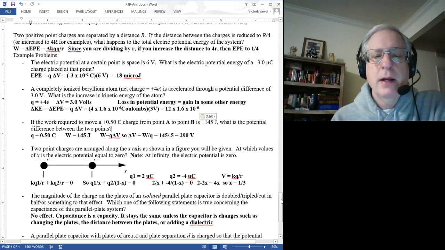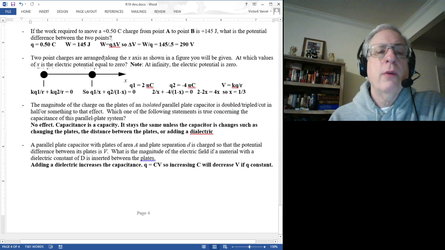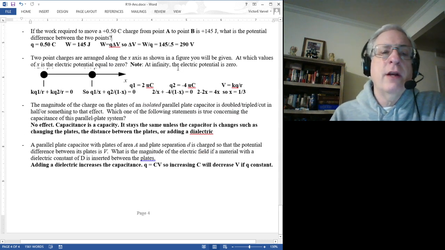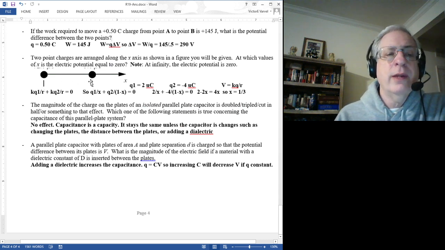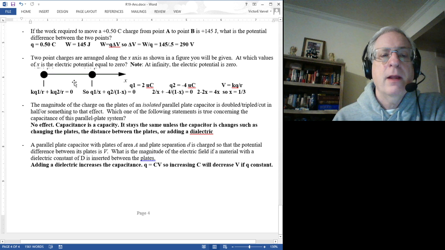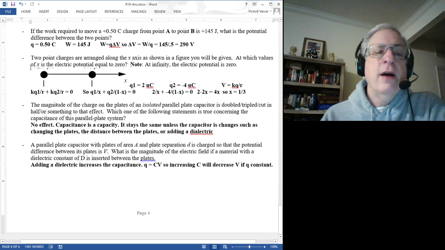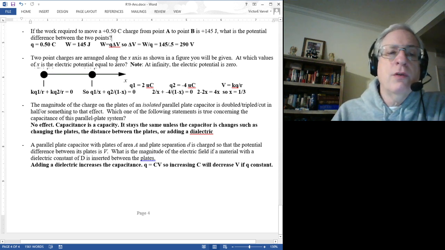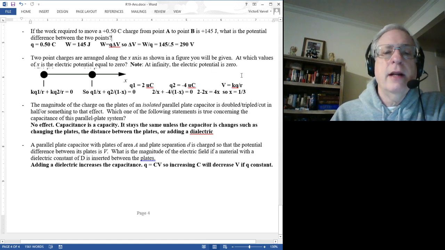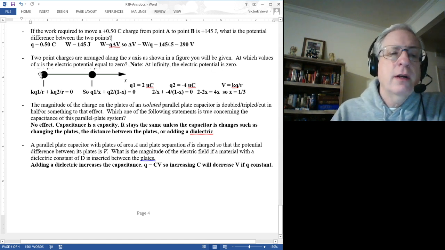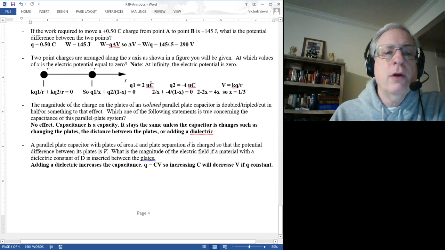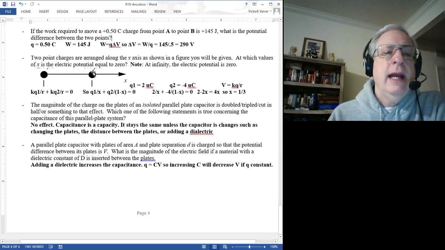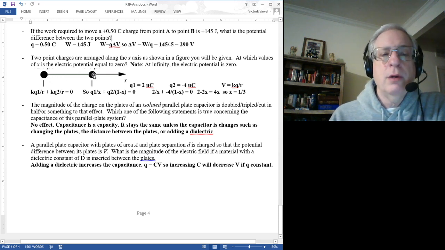All right, moving on. 2 point charges are arranged along the x-axis as shown in the figure you will be given. So I would tell you what x is, so you would know what the distance is between them. At which values of x is the potential equal to 0? Note at infinity the electric potential is 0. So I have a charge here, and that charge is 2 microcoulombs. I made these up, so let's pretend that the first one is 2 microcoulombs, and Q2 is -4 microcoulombs.